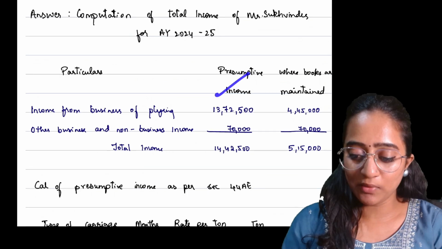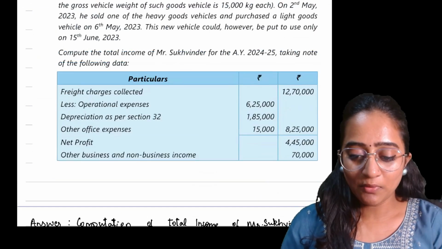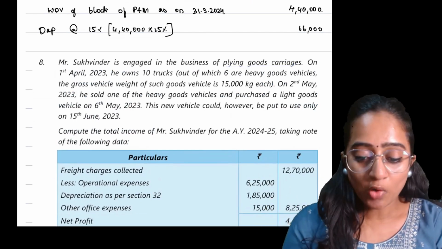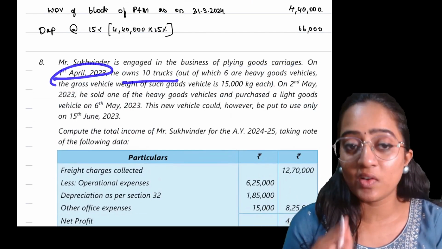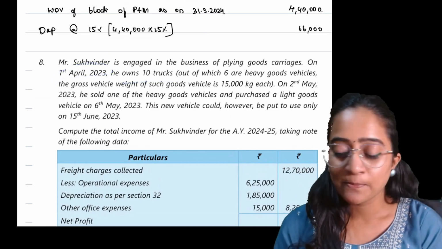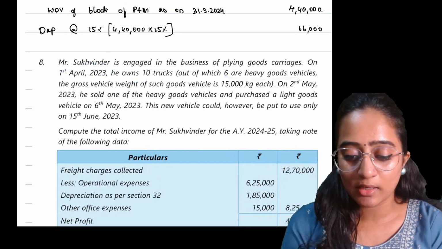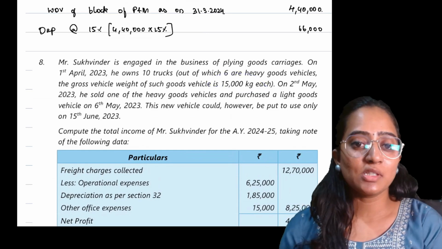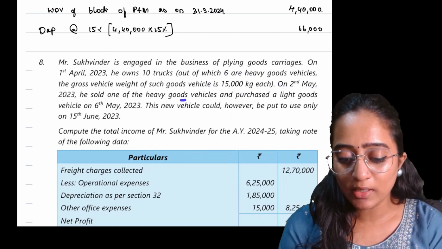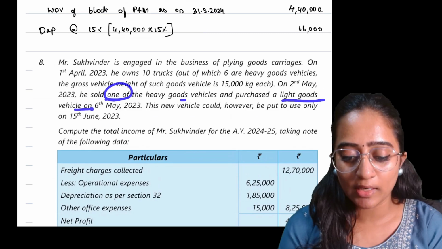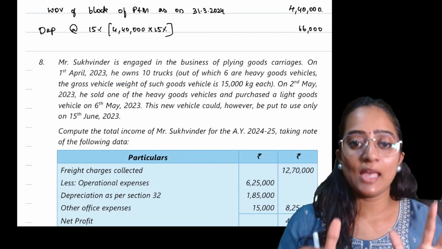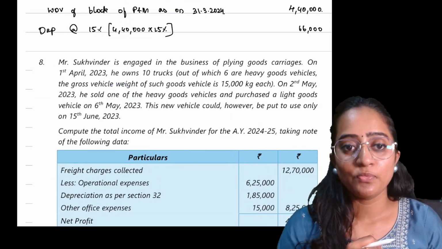But as per the presumptive income under section 44AE, the question says he is engaged in the business of plying goods carriage. On 1st April 2023, he owns 10 trucks. Up to 10 trucks can you own as per 44AE? Yes, exactly 10, absolutely yes. Out of which 6 are heavy goods vehicles, with gross vehicle weight of 15,000 kg, and the remaining 4 are normal vehicles. On 2nd May, he sold one heavy goods vehicle and purchased a light goods vehicle on 6th May. So at the beginning of the year, there were 6 heavy goods vehicles and 4 normal goods vehicles.